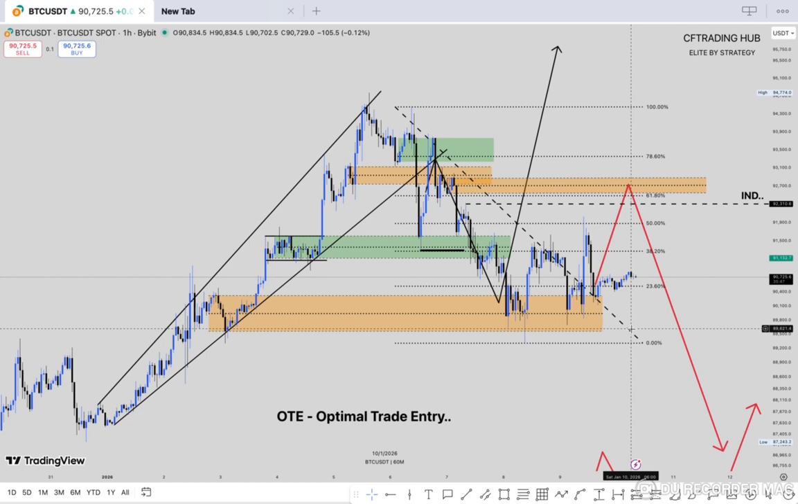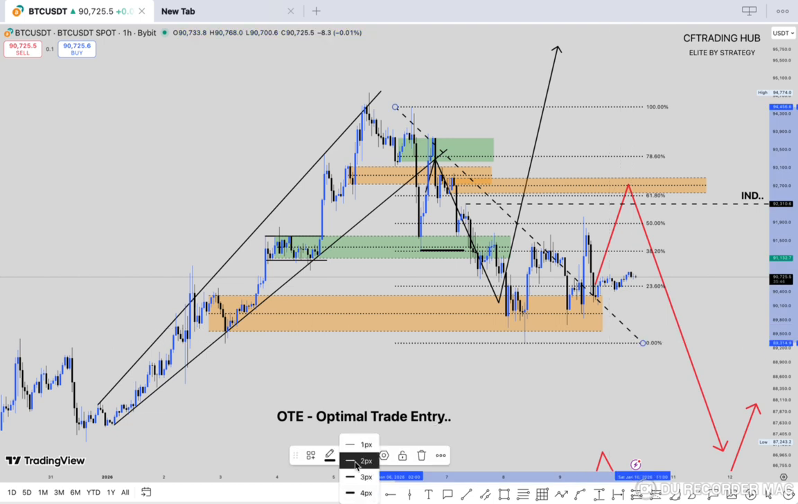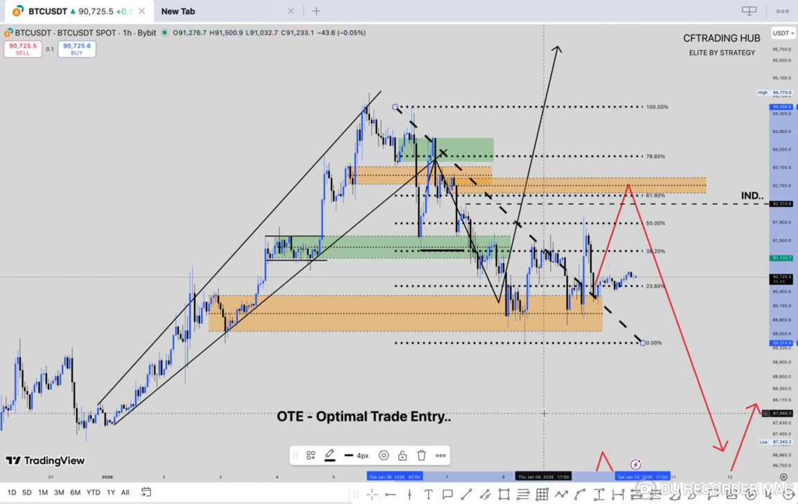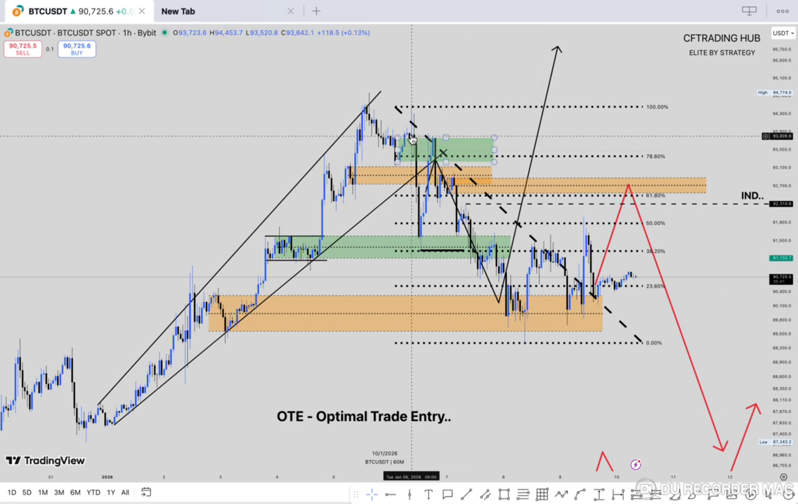Let me put it in so you see it better. This particular high over here to this particular low over here. I expect my retracement to come into this particular 61.80% to 78.60% before the next downside starts.